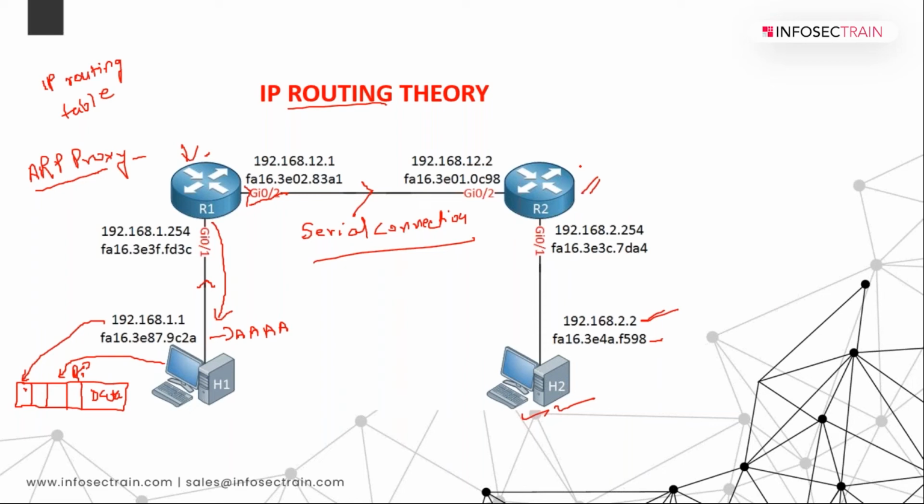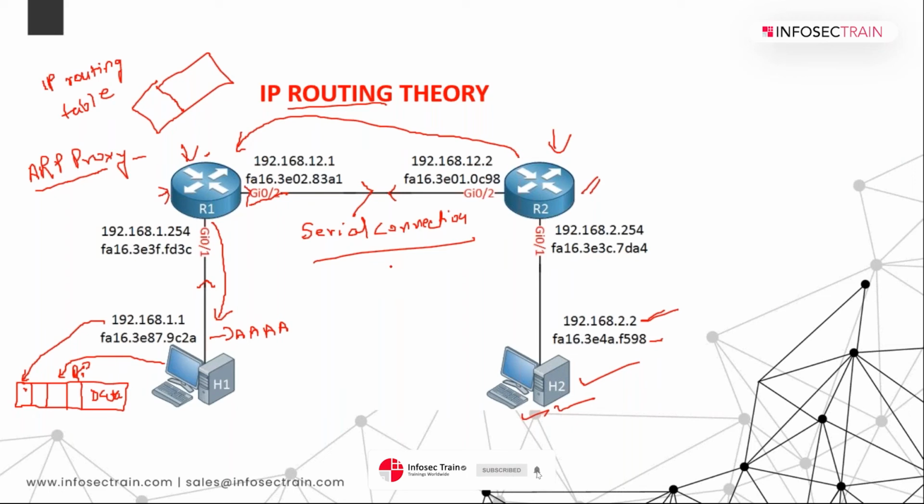So what will happen now? Your R1 will send the ARP request, right? It will ask for router 2's MAC address, and router 2 will reply. Then R1 will create a frame, right? What will be inside that frame? In that frame, there will be router 1's source IP and the destination IP of your host 2 machine. Then it will have its own source MAC address and the destination MAC address of R2, your router 2, and it will forward that frame to router 2.